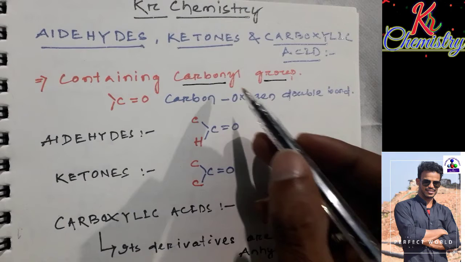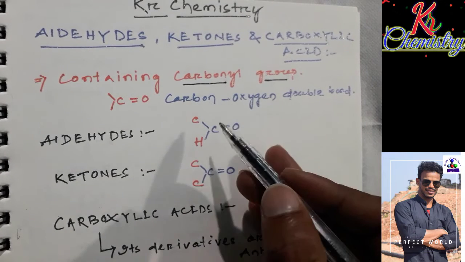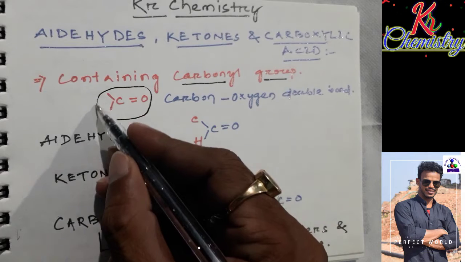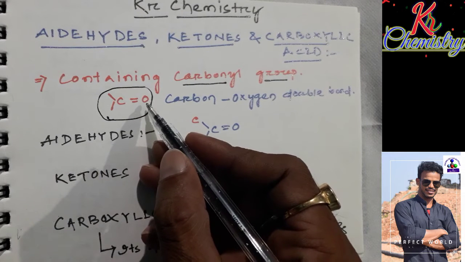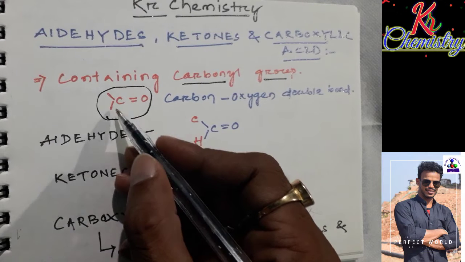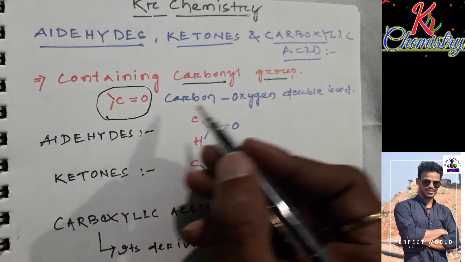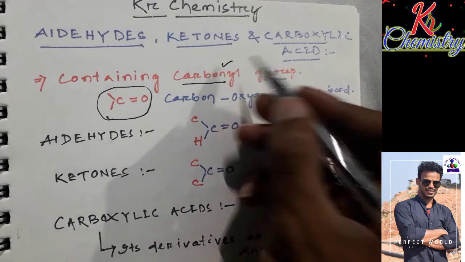So, students, what is a carbonyl group? What is the structure of a carbonyl group? The structure of a carbonyl group is C double bond O. Oxygen is bivalent and carbon is tetravalent. Here, carbon contains 4 bonds and oxygen is bivalent, containing 2 bonds. The carbon-oxygen double bond is known as a carbonyl group.